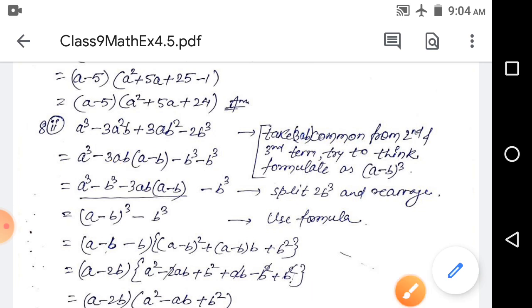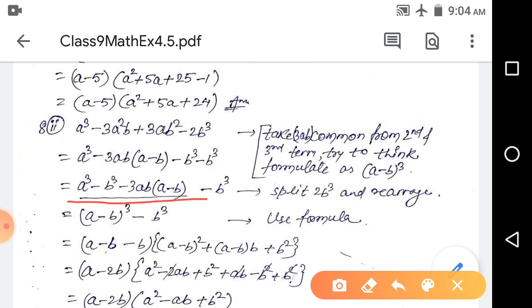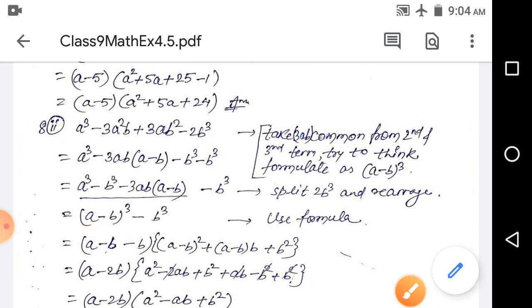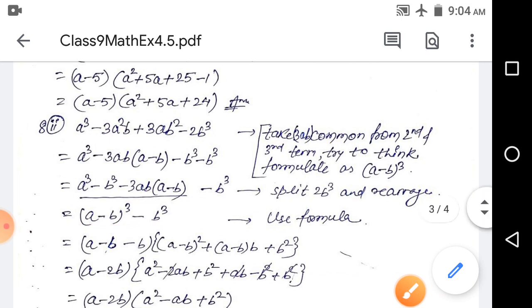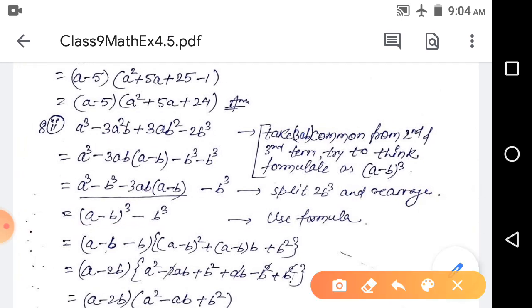Now this underlined term becomes a formula, that is a minus b whole cube, and this b cube is present here, so a minus b whole cube minus b cube. So here we have the difference of two cubes. One of them is a minus b whole cube and the other is b cube. So here we have a as a minus b.